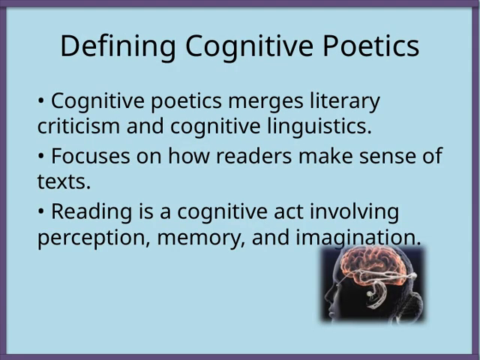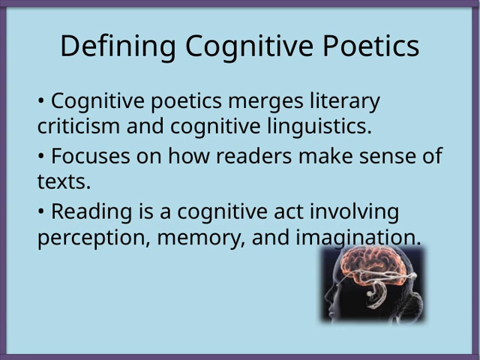Let's get started. Let's dive into what we mean by defining cognitive poetics. Essentially, cognitive poetics is a fascinating field that merges literary criticism with cognitive linguistics. It's about understanding how we, as readers, make sense of the texts we encounter. When we read, it's not just a passive activity, it's a cognitive act. It involves perception as we interpret words and images, memory as we connect new information with what we already know, and imagination as we visualize scenes and emotions. This approach helps us see how our minds engage with literature on a deeper level, revealing the mental processes behind our reading experience. By exploring these connections, cognitive poetics offers a richer understanding of how literature affects us and how we, in turn, interpret it.